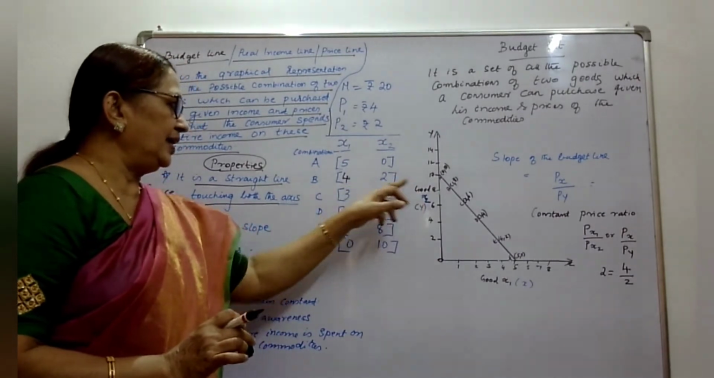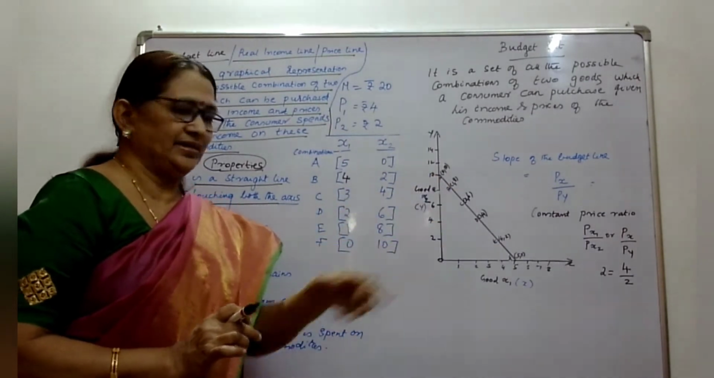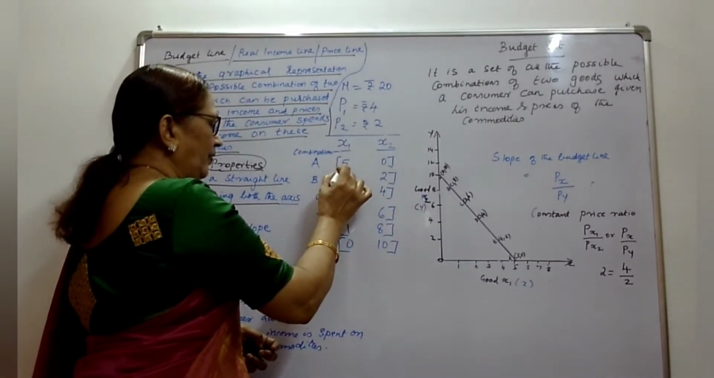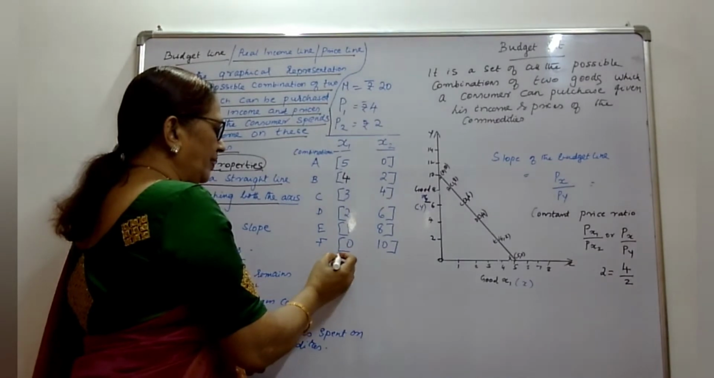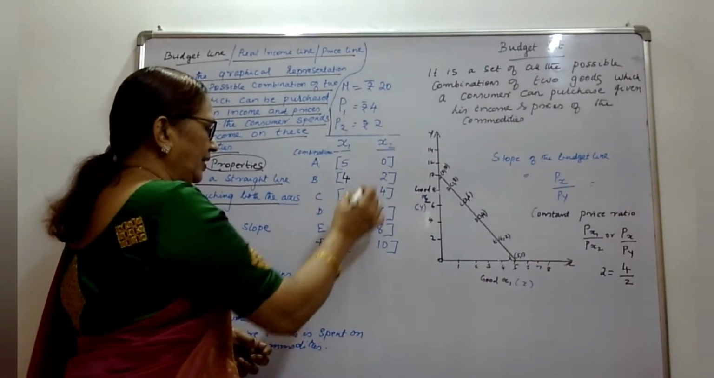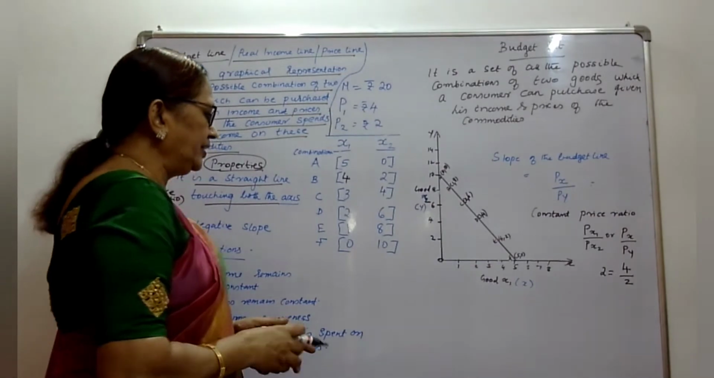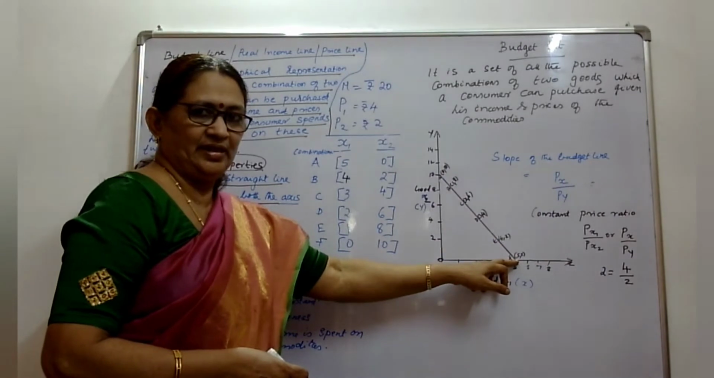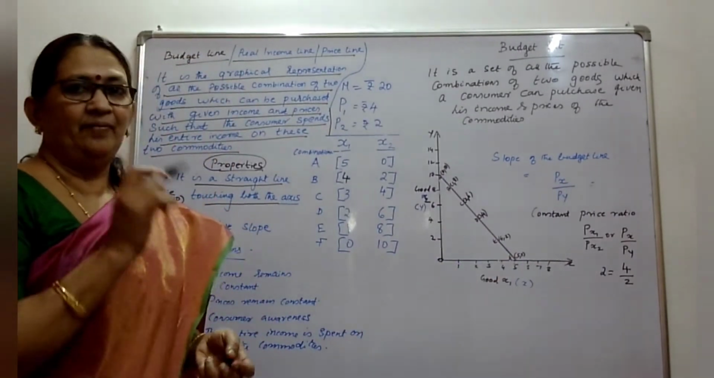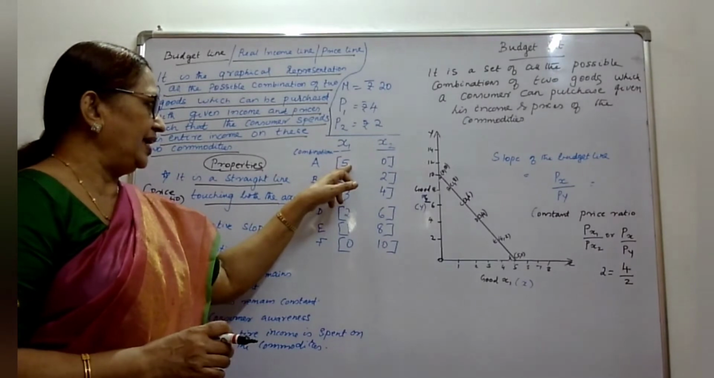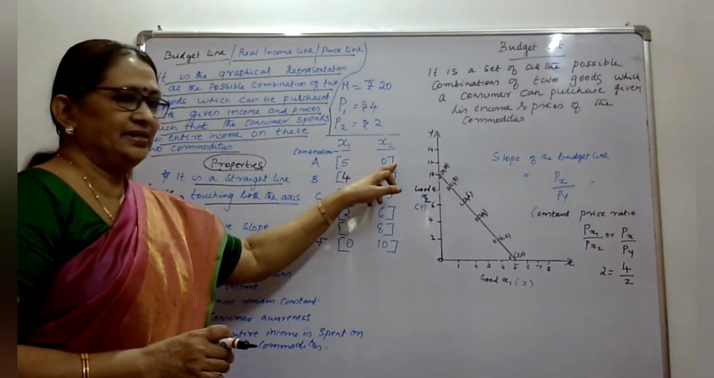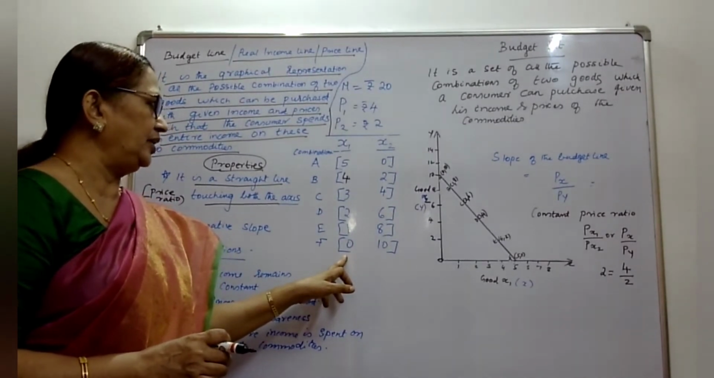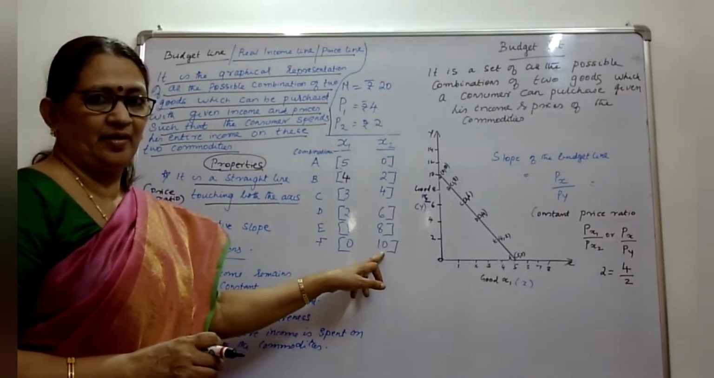Then next, you can see it is touching both the axes. The reason is that, see the first combination, X1 5, X2 0. The last combination M, 0 quantity of X1 and 10 units of X2. So the 0, 10 combination and the 5, 0 combination touch both the axes. That means the consumer is spending his entire income on X1, at that time not purchasing anything of X2. In the last combination, he is not purchasing any unit of X1, spending his entire income on X2.